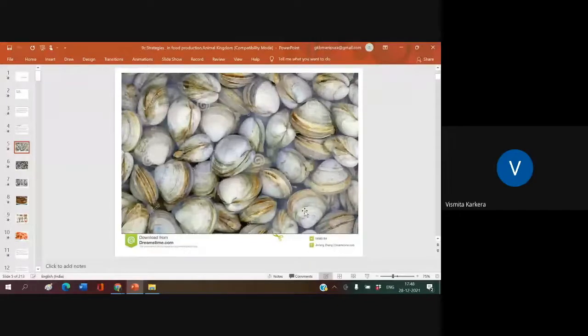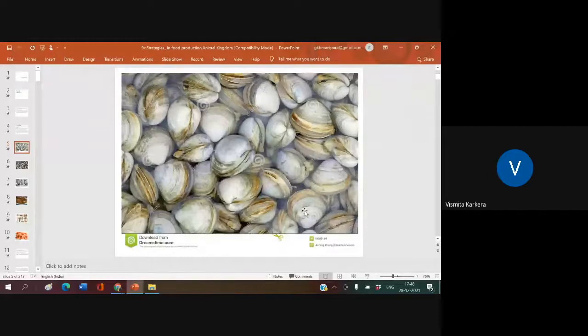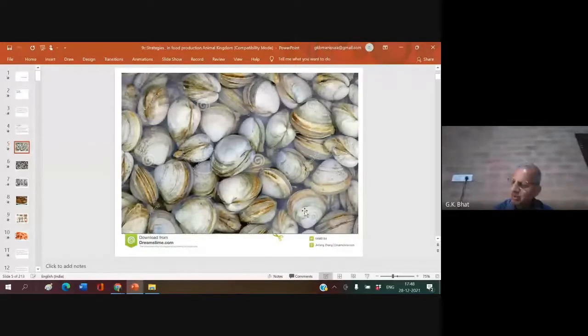What are you doing, Vishwita? How do you prepare the food? Sir, we remove that outer shell. Yeah, then you squeeze out the rectal part, the fecal matter, then you put masala, chili, salt and all. It is fried, and I learned that it's quite tasteful. Am I right, Vishwita? Yes, sir.